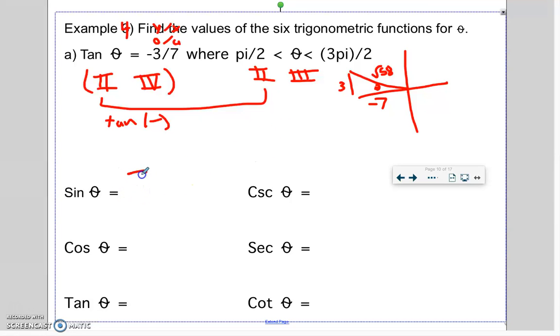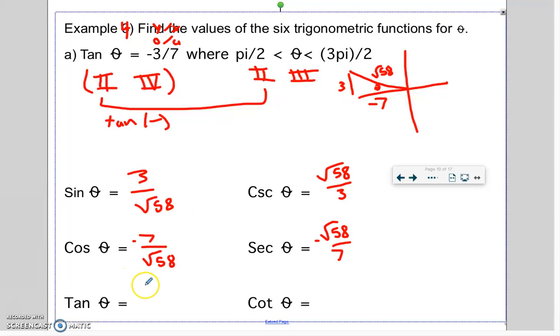So sine then would be 3 divided by the square root of 58. Cosecant would be the square root of 58 divided by 3. Cosine then would be negative 7 over the square root of 58. And secant would be the square root of 58 divided by 7. Make sure that's negative because we know that the cosine is the x value. And then tangent would be 3 over negative 7. And cotangent would be negative 7 over 3.